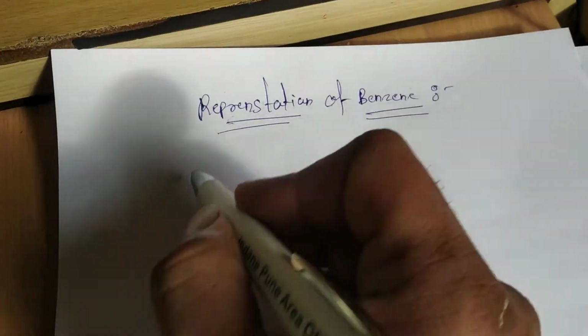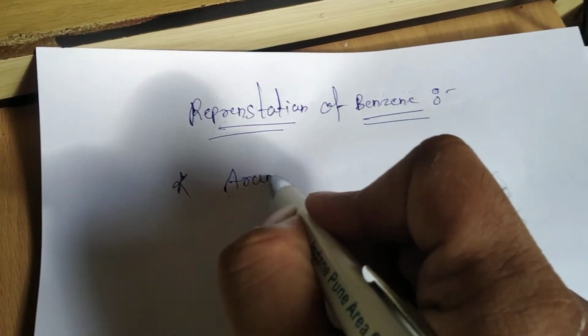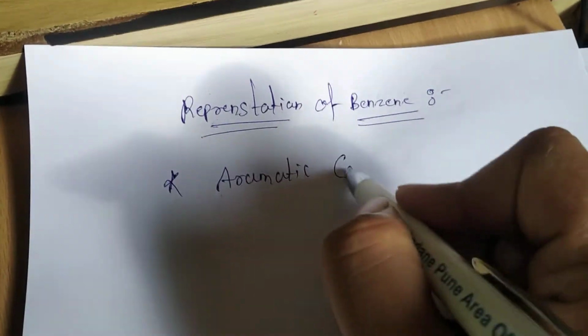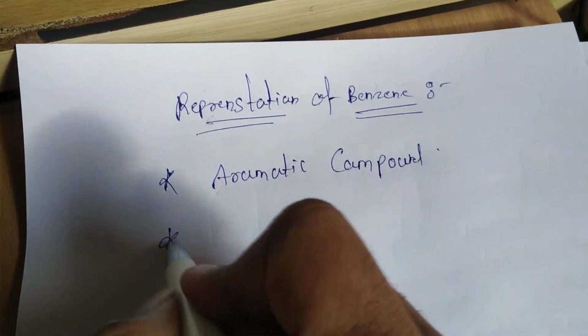So I'm going to show you the representation of the benzene ring. First we have to understand what benzene is. Benzene is an aromatic compound. And why is it an aromatic compound?